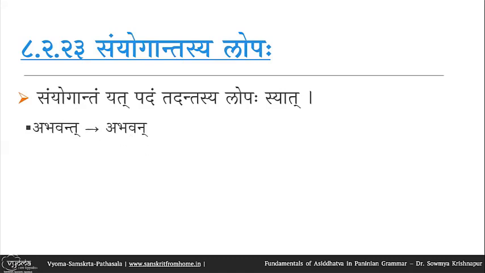We have now individually understood these two sutras. Nalopah pratipadikantasya says if there is a pada which also has pratipadika samjna and has nakara at the end, the nakara is deleted. Sanyogantasya lopaha says if there is a pada with a sanyoga at the end, the last letter is deleted. Now we see mahat shabda, right?